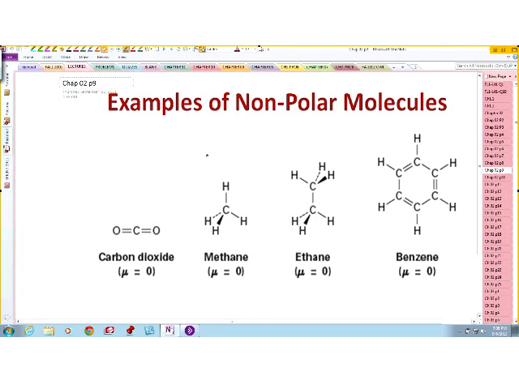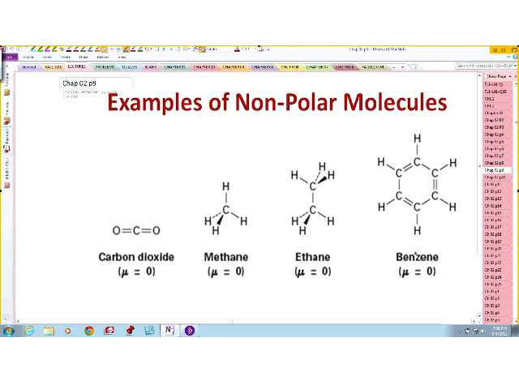Take a look at these molecules here. Carbon dioxide has a zero dipole moment. Why? Because it is symmetrical. Look at methane. Methane is also symmetrical, zero dipole moment. Ethane, symmetrical. Benzene, also symmetrical. So how do we normally ask you this kind of question?